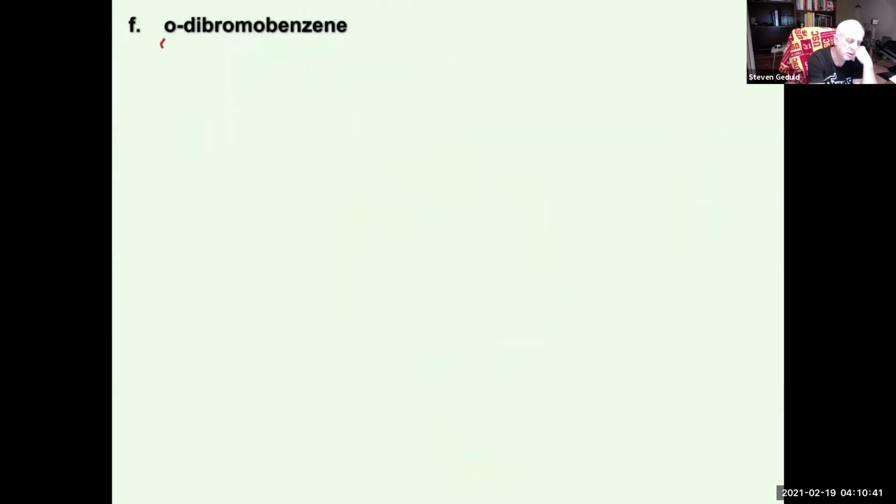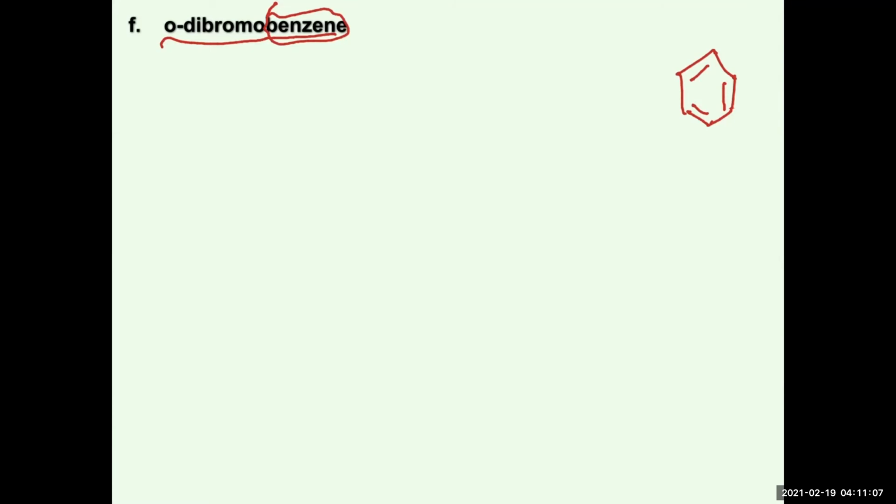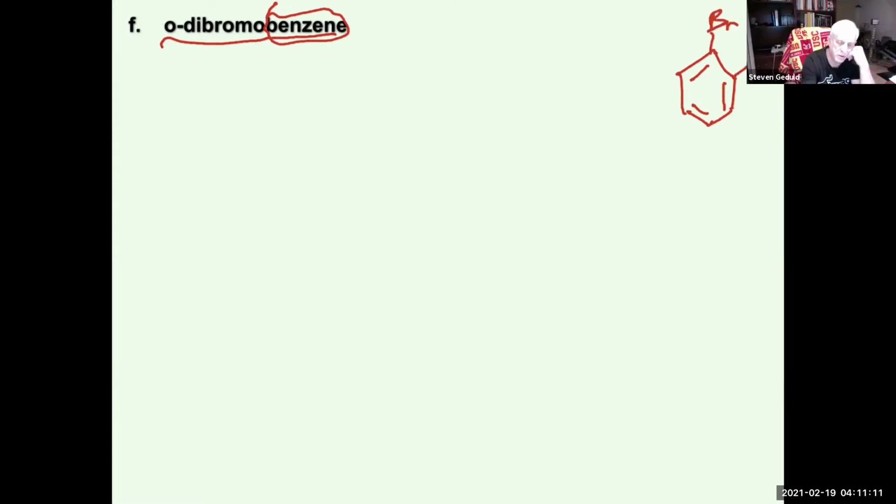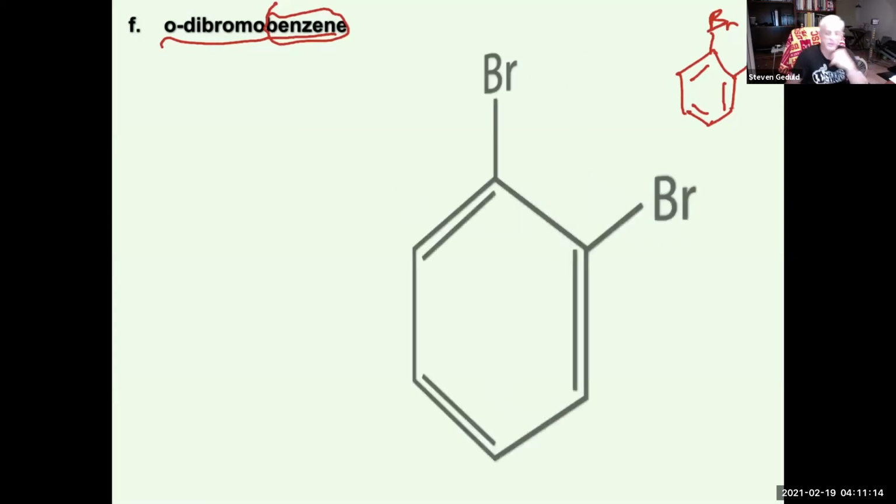Ortho-dibromobenzene. Okay, so benzene. There's your benzene, right? That's this part of the compound. And then there's dibromo, which means 2 bromines. And ortho. Ortho means what? What positions? 1, 2. 1, 2 position. Perfect. That's ortho-dibromobenzene.